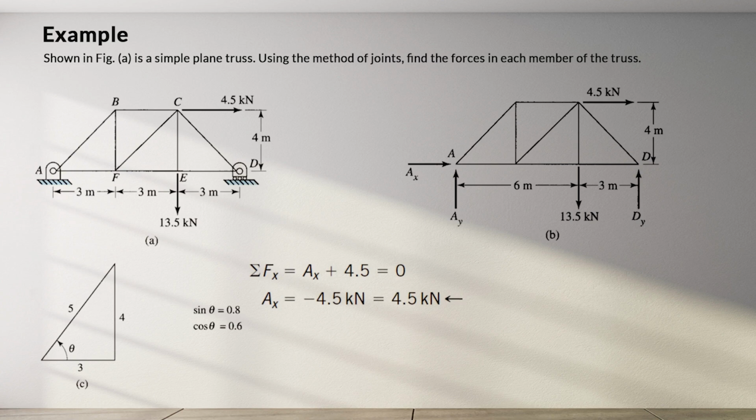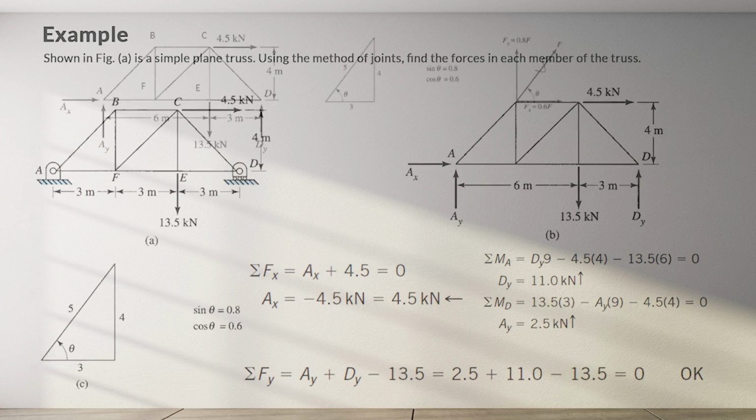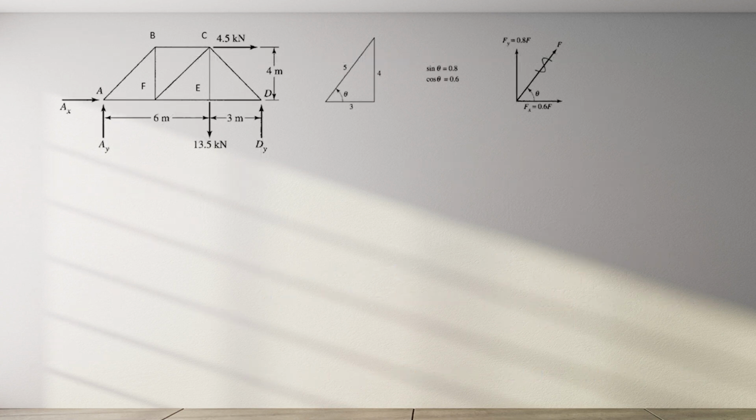From the summation of x forces equals 0 equation, you will find that AX is equal to negative 4.5 kilonewtons. Applying a moment equation about A, we were able to find a value for DY and AY. If you want to check, you can use the third equilibrium equation, which is summation of y forces equal to 0. Now we have our reactions, and we can proceed to find the internal forces of the members.